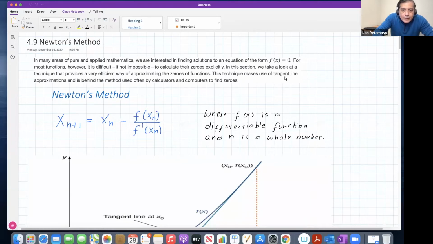Newton figured out that if you apply this iteration, x n plus 1 equals x n minus f of x n over f prime, the derivative, applied at x n, and you apply this iteration repeatedly, eventually you will get such a great approximation to the 0 of this f of x that you will just stop and say, aha, I got a good approximation, that's enough. Yeah, but how he figured this out, let me explain.